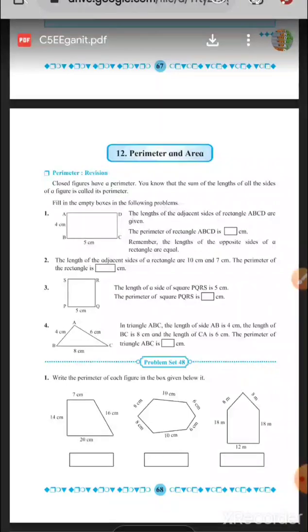Today we will start a new chapter, that is chapter number 12, perimeter and area. In 4th standard you had already done perimeter and area. First we will revise what is perimeter.